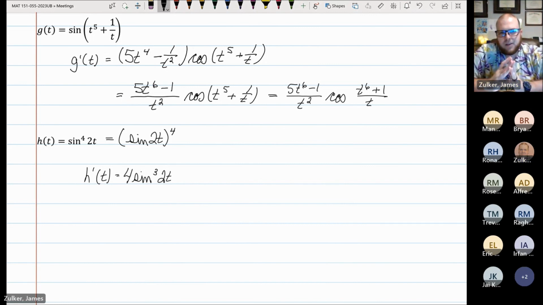Four times the function to the 4 minus 1. 4 times sine cubed of 2t, times now the derivative of sine of 2t. Right? The derivative of a sine function: u prime times the cosine of u.